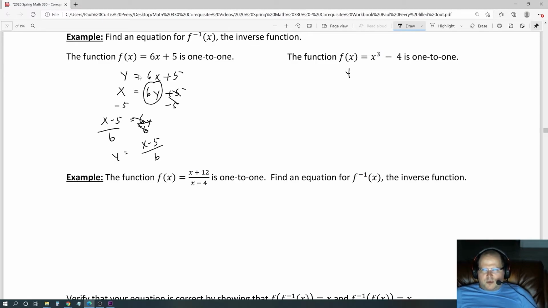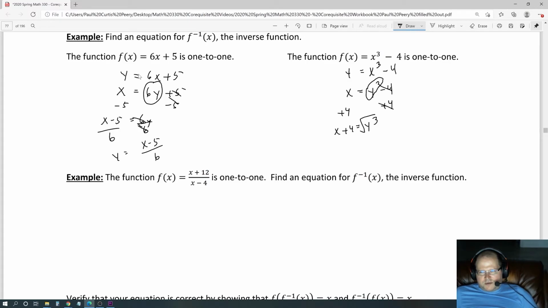Over here, replace the f of x with a y. Rewrite x cubed minus 4. Then I switch the x's and the y, so y becomes x, and x cubed becomes y cubed. Next, I want to solve for the y cubed. I want to get that by itself, so I have to undo the subtraction of 4 by adding 4, and whatever I do to one side, I do to the other. That gives me x plus 4 equals y cubed.